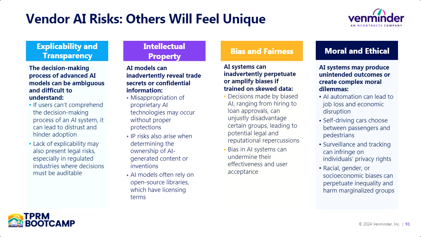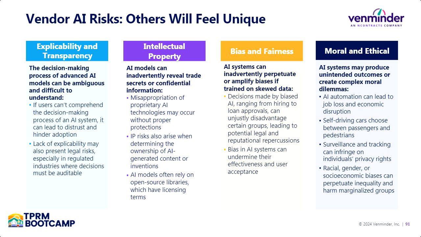Furthermore, we have bias and fairness concerns. Now, these are pretty big because if decisions are made by a biased AI model, things like hiring or loan approvals can be unjustly disadvantaging certain groups, right? So there's legal and compliance concerns there. But also, if there's bias, it can really undermine the effectiveness of the model and really hinder user acceptance.